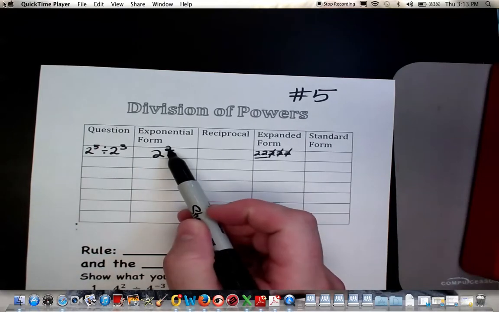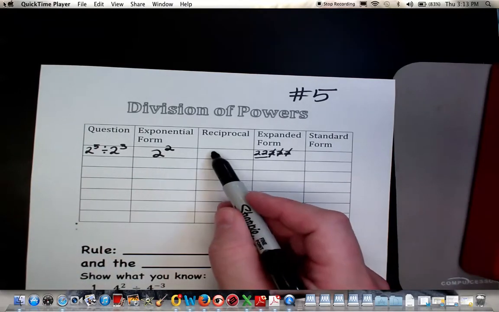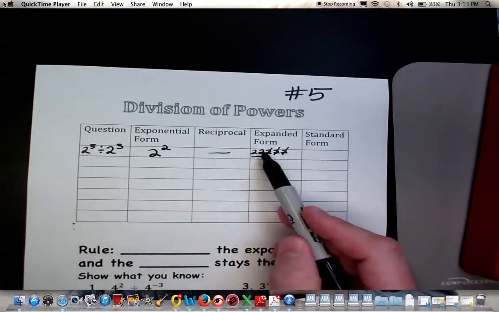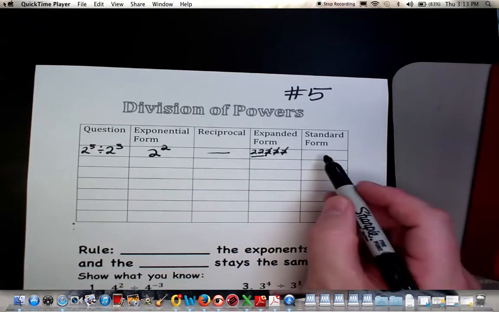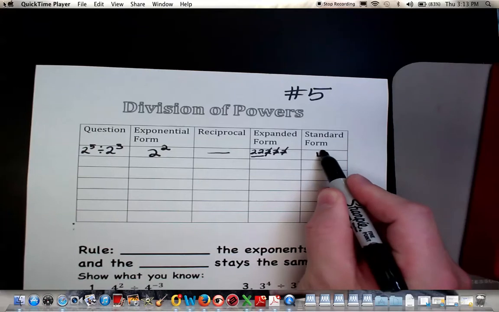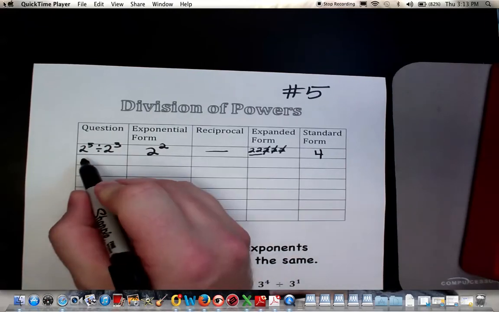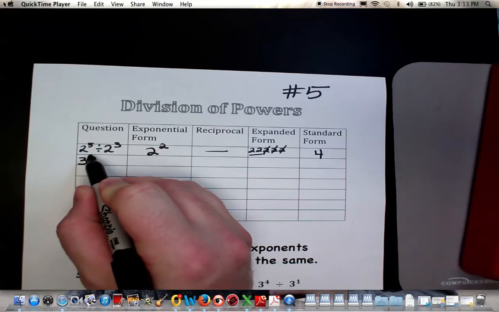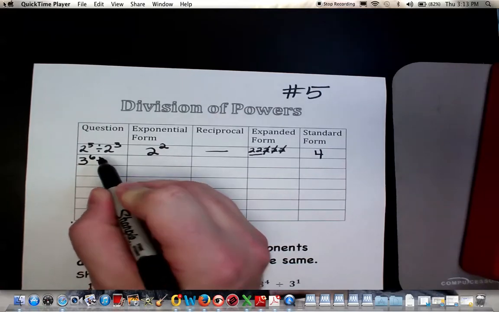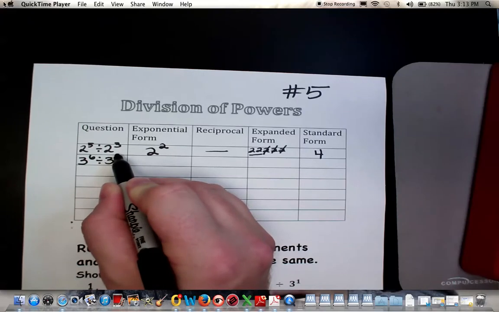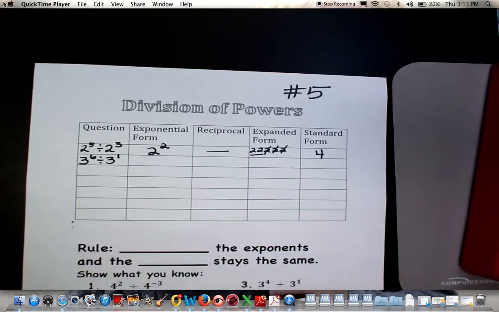Since this is a positive exponent, I don't need to do a reciprocal. And I can find my standard form now, which is just going to be 2 times 2, because my answer is 2 squared. So 2 times 2 is 4. Okay? So far we don't know the rule yet, but let's see if we can figure it out. We'll do a few more here. So I got another one here. Let's do 3 to the 6th power divided by 3 to the 1st power.